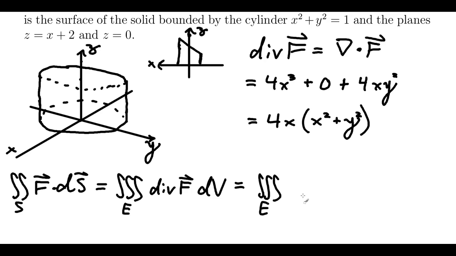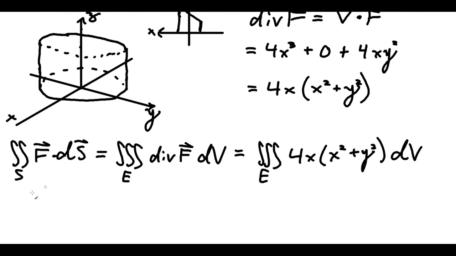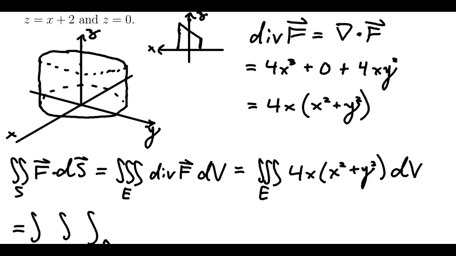We have the triple integral over E of that divergence, which we computed to be 4x times x squared plus y squared dV. Now, we know that the region here is this cylinder of radius 1, but the upper bound on z is x plus 2, so that suggests cylindrical coordinates, where z goes from 0 up to x plus 2.